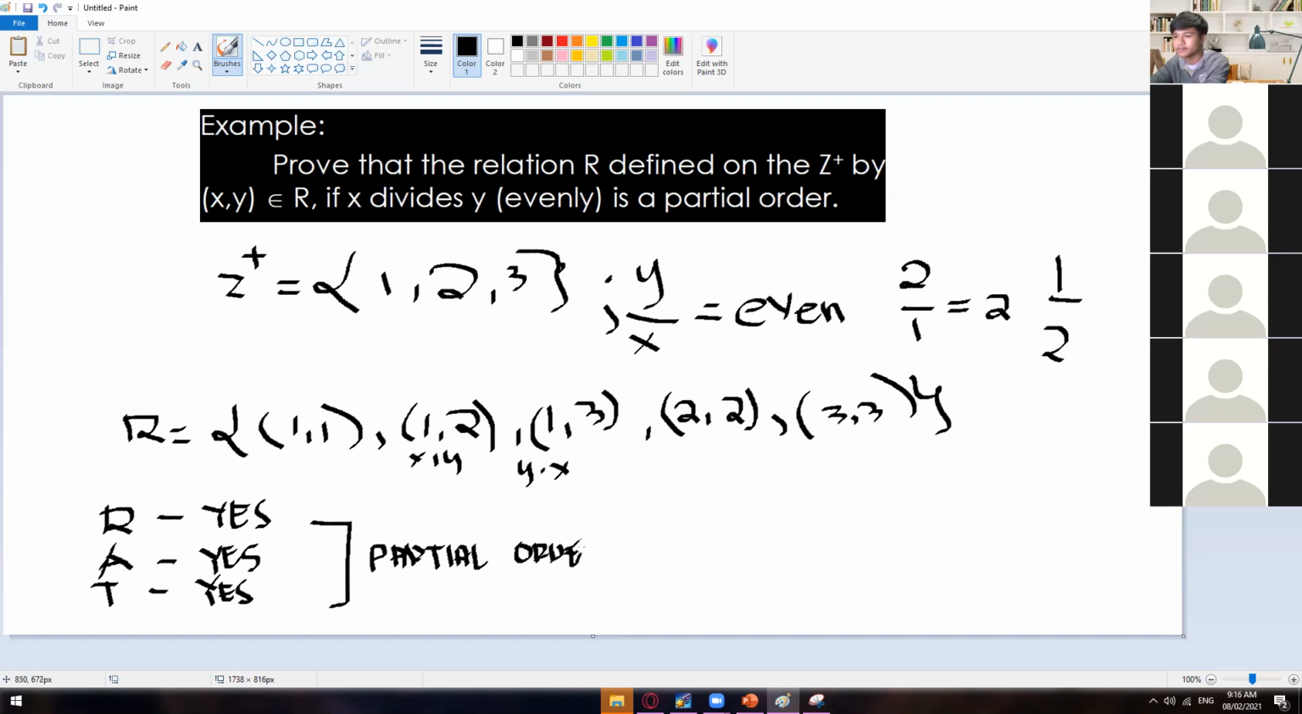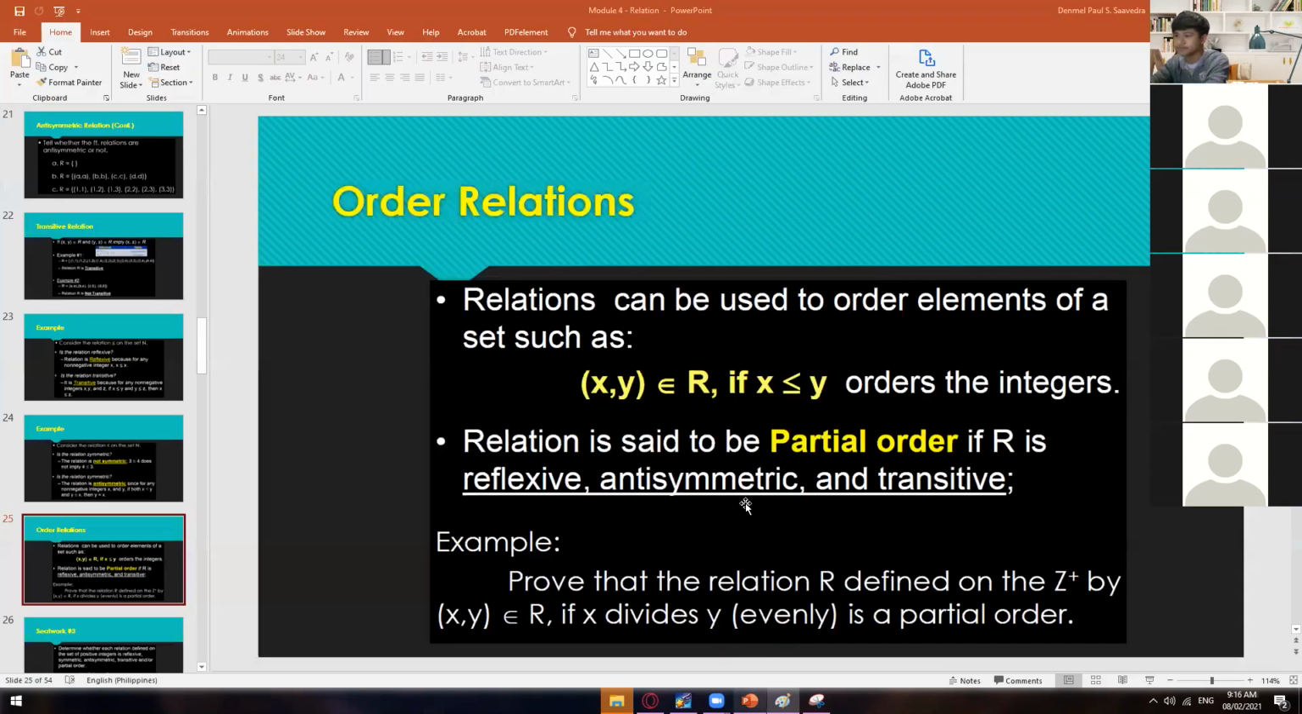Are we clear so far when it comes to checking on this particular relation? Yes, sir. Okay, so just memorize those three: reflexive, antisymmetric, and then transitive. If there is at least one, let's say it's not transitive, this one is not a partial order anymore. So all of those should be a yes.